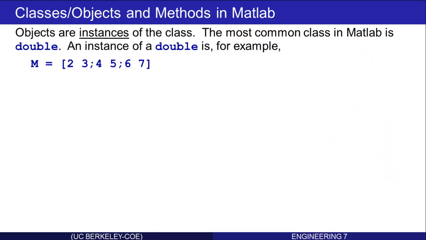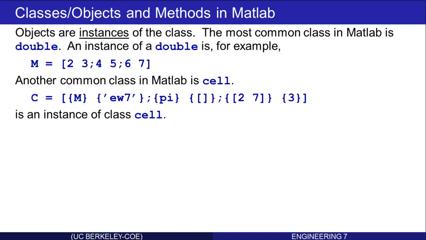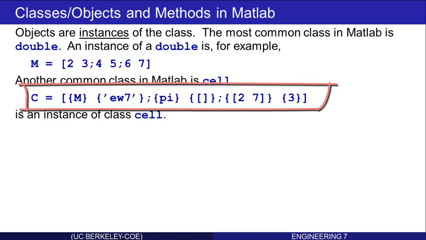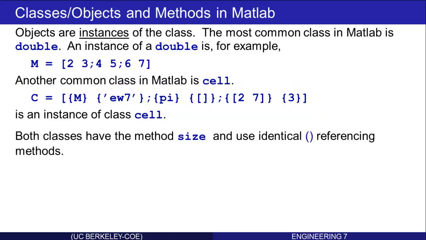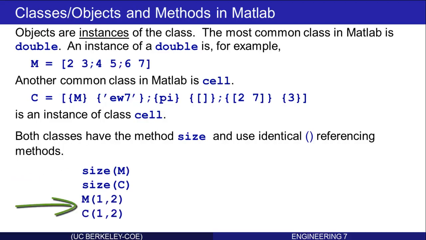The most common class that we've seen in Matlab is double. An instance of a double is, for instance, this 3x2 array M. Another common class in Matlab is the cell array. Here's a 3x2 cell array. Now both of these classes have the method size, and they both use identical parentheses referencing methods. Those expressions make sense, as do those referencing expressions.